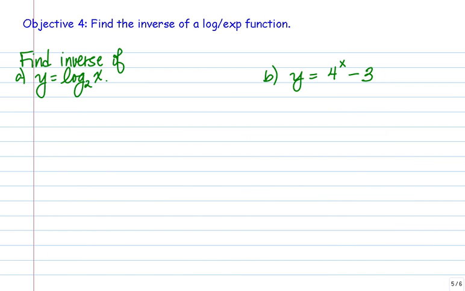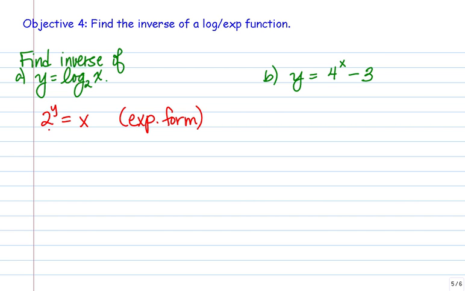Now, the last concept we need to talk about is finding the inverse of a log or exponential function. And do you remember to find the inverse? That's where we have to interchange the x and the y and solve for the y. So if we wanted to find the inverse of y is equal to the log base 2 of x, the first thing I would need to do is convert that to the equivalent exponential form. This is equivalent to 2 to the y is equal to x. So that is just the exponential form of that log function.